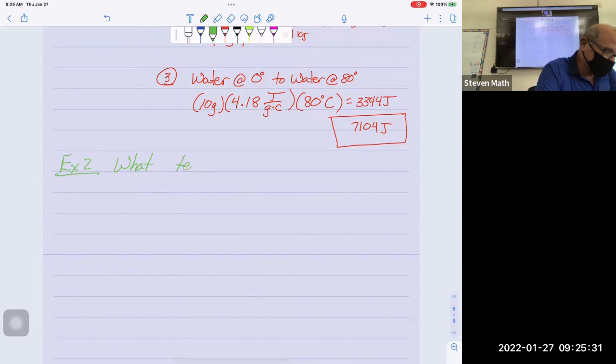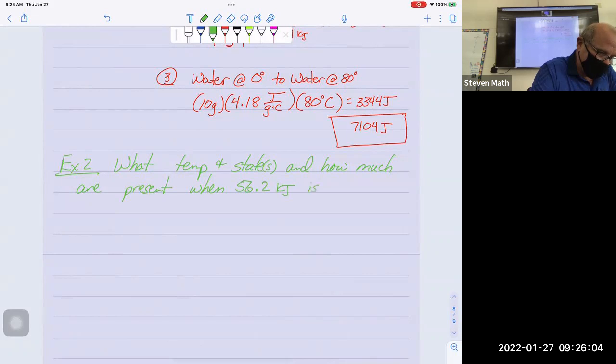So now we're going the other direction. What temp and state and how much are present when 56.2 kilojoules is added to 20 grams of ice at negative 40 degrees Celsius.